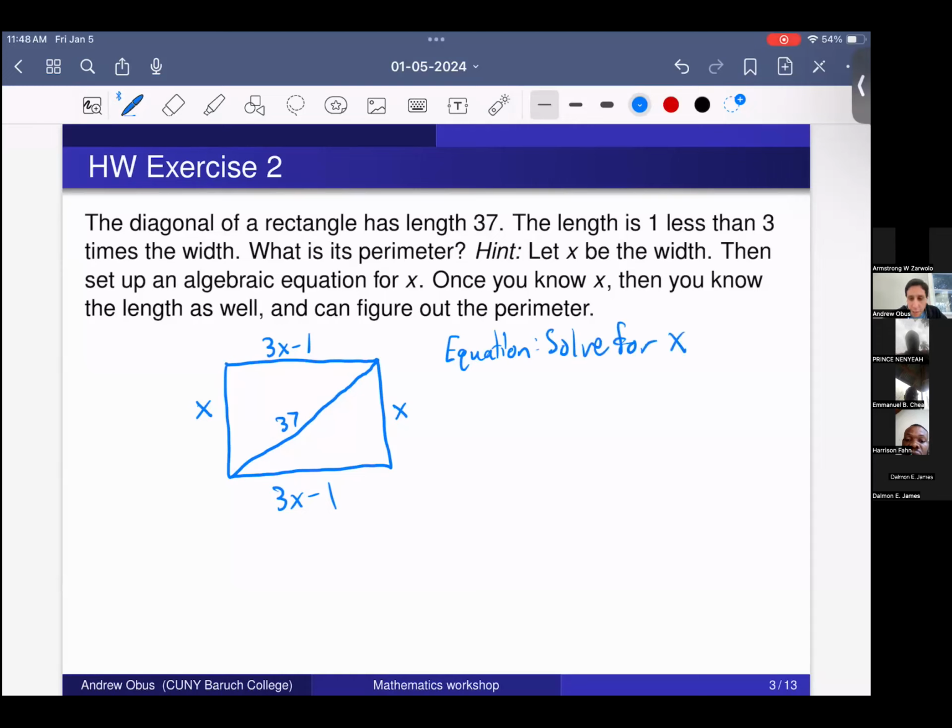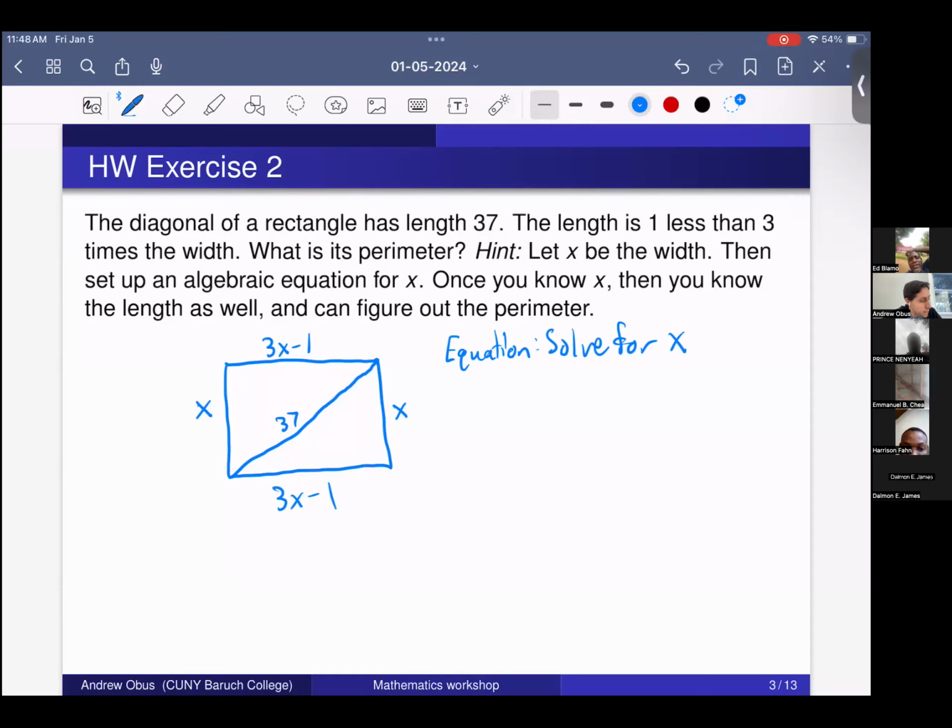So what's the equation that we can set up for x over here? The first thing we need to do is find the value of x by using the Pythagorean theorem. Exactly. So what equation do we get?